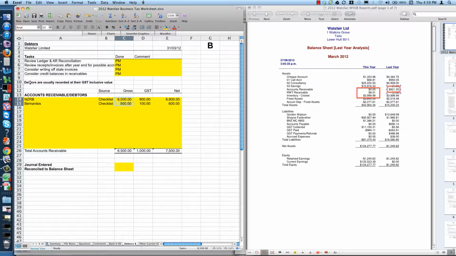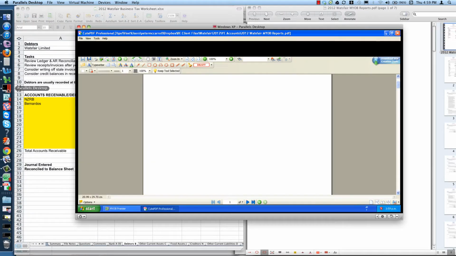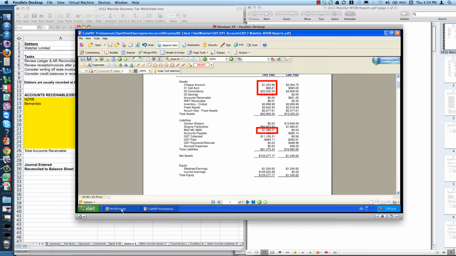But by its very definition, a debtor means something that's actually invoiced or due at this point. So we would normally be putting debtors in at the GST inclusive amount. Okay. So what we have to do now is get this into our accounts, into our ledger. Now this is the MYOB. This is the last year we'll be using MYOB for this client. So let's go into here and have a look.